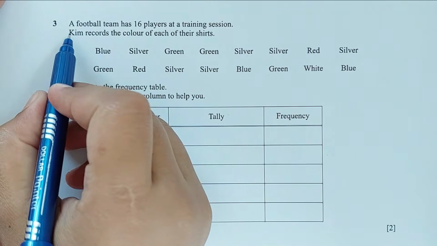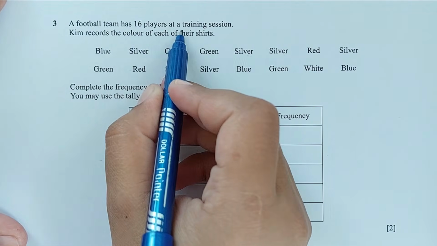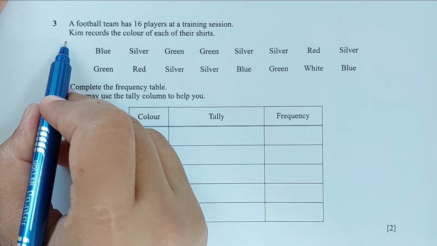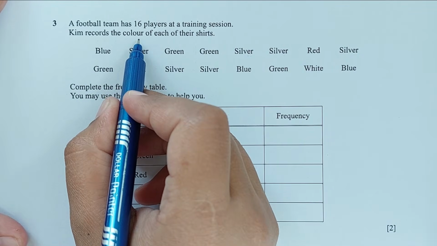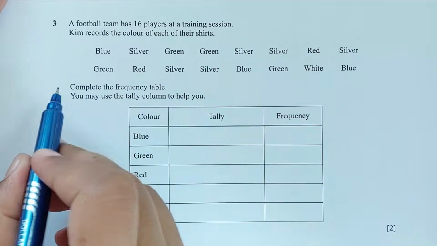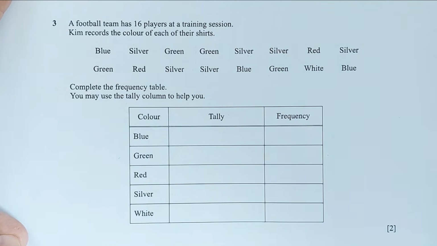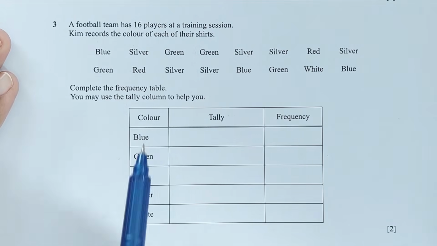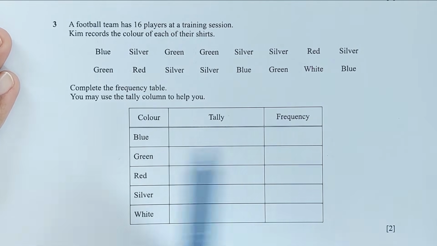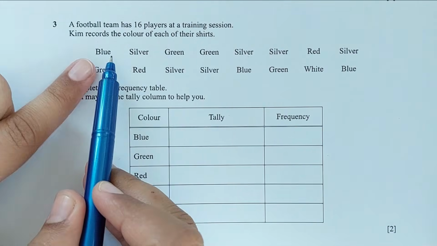Question number 3. A football team has 16 players at a training session. Kim recorded the color of each of their shirts. Complete the frequency table. You may use the tally column to help you. So we have color, tally, and frequency. Number 1 is blue. So how many blue? 1.